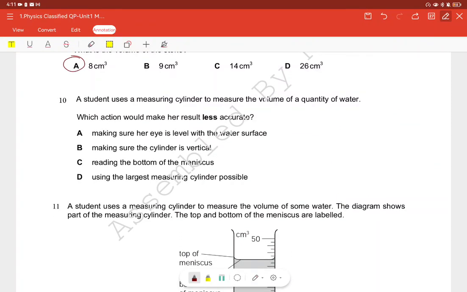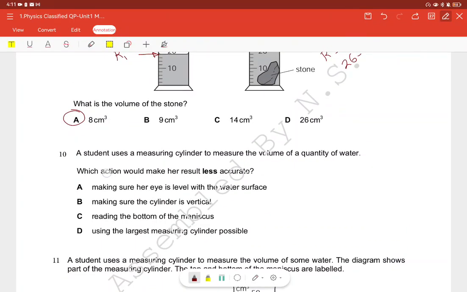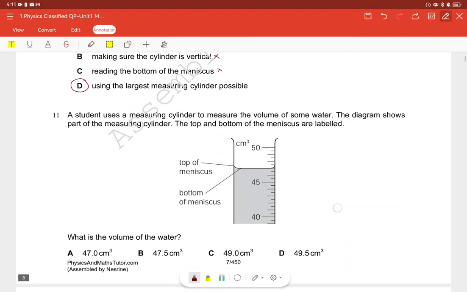Question 10. A student uses a measuring cylinder to measure the volume of a quantity of water. Which action would make her result less accurate? Making sure her eyes are level with the water surface makes it more accurate, so this is not the one we're looking for. Making sure the cylinder is vertical also improves accuracy, we don't want it. Reading the bottom of the meniscus also improves accuracy. Using the largest measuring cylinder possible is the one we're looking for, it doesn't make it accurate. Option D.